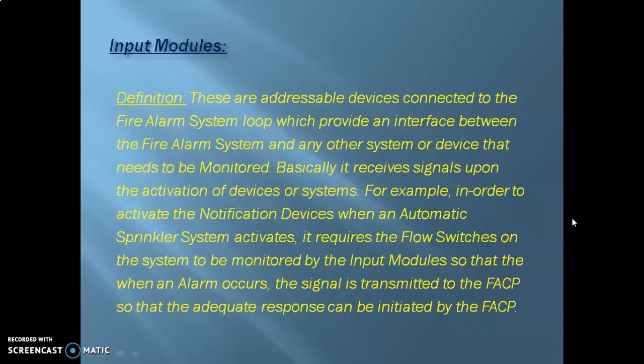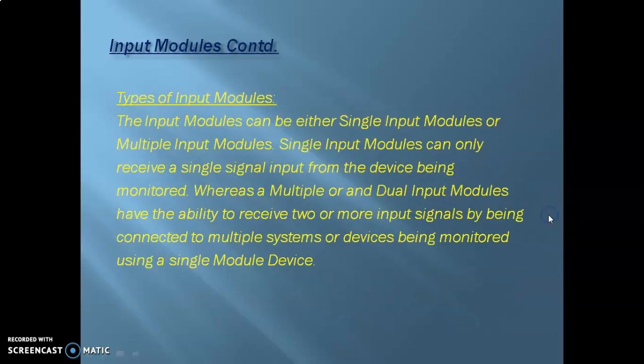So, for example, if you want to activate the notification devices when an automatic sprinkler system activates, then that requires the flow switches that are connected on the system to be monitored by the input modules, so that whenever an alarm signal occurs due to the activation of the sprinkler system, the signal is transmitted from the flow switches to the FACP via those monitor modules, so that the FACP can then take the adequate response once the alarm signal has been initiated.